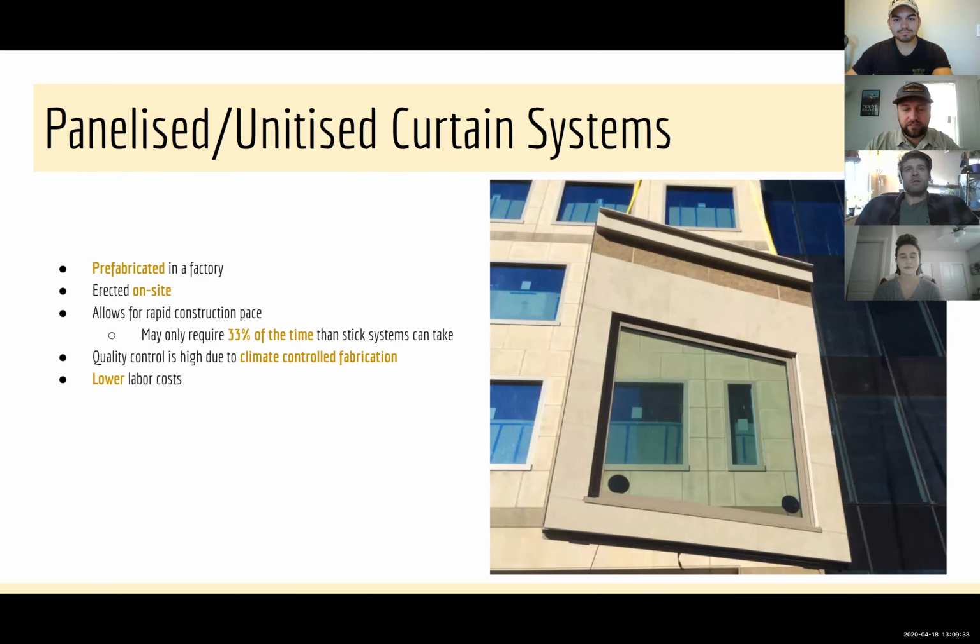Panelized and unitized curtain systems are prefabricated in a factory. They're erected on site, and this allows for a really rapid construction pace. So quick, in fact, that it might take a third of the time that a stick system can take to build. And quality control is super high due to climate-controlled fabrication in these factories, and lower labor costs because of how easy it is to install these.